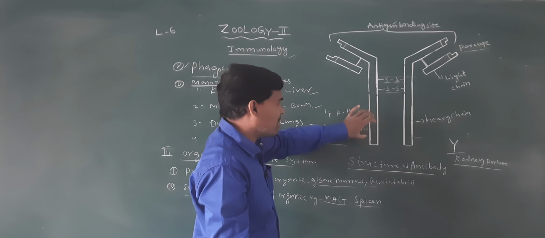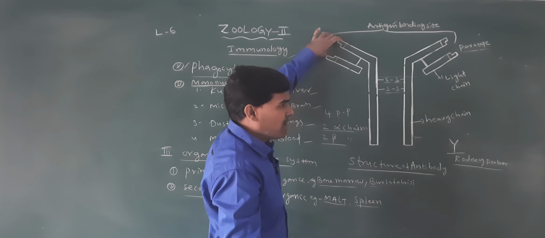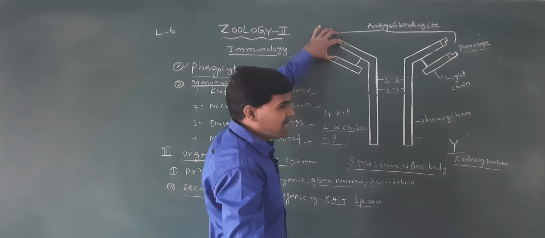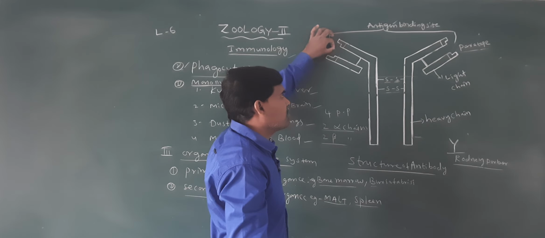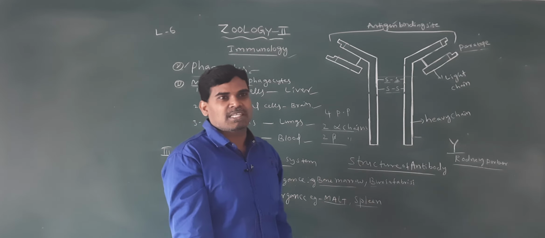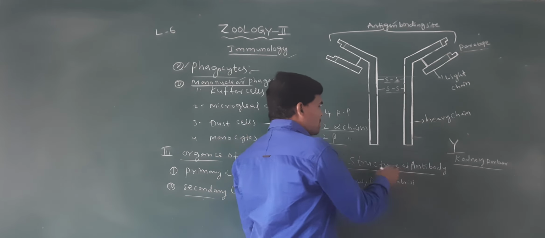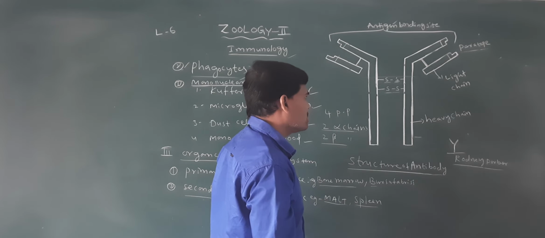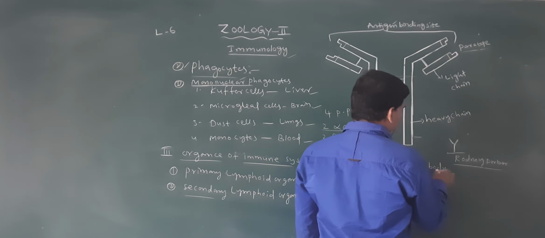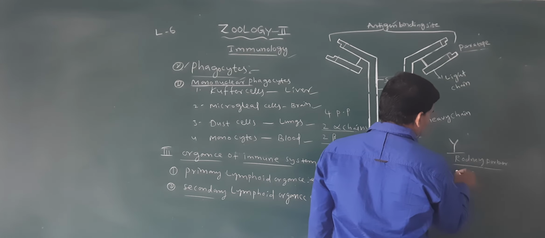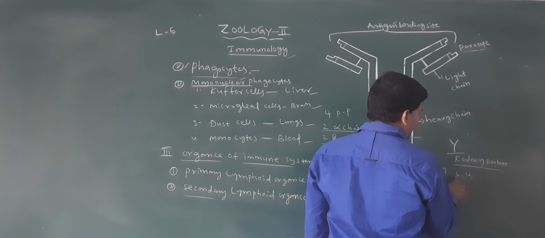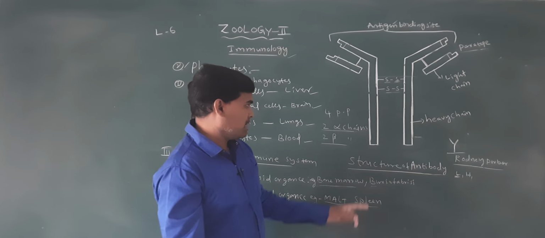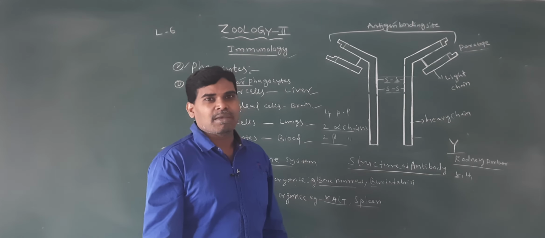So this stem part is the constant part. This is the variable part. Why is it variable? For different types of antigens, the antibodies take different shapes, and the structure changes automatically. So this is the structure of the antibody, L2H2, the light chains and heavy chains. L means light chains, H means heavy chains, hence the name. The body structures of the antibodies are immunoglobulins.